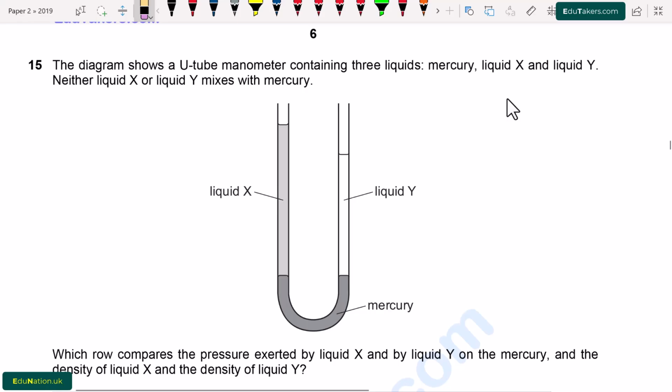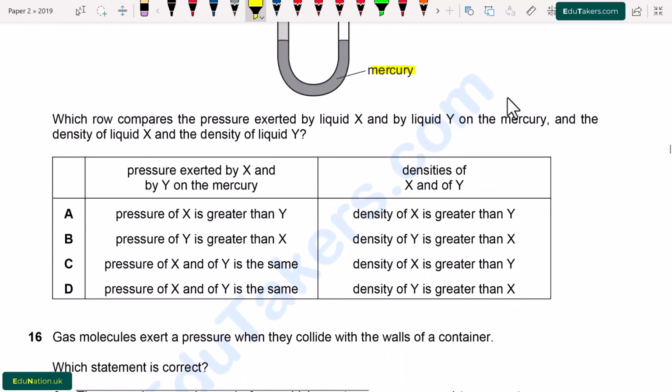Question number 15. The diagram shows the U-tube manometer containing 3 liquids: mercury, liquid X and liquid Y. Neither liquid X nor liquid Y mixes with mercury. So here are liquid X and Y and mercury. All of these are separated from each other. Which row compares the pressure exerted by the liquid X and by the liquid Y on the mercury, and the density of the liquid X and the density of liquid Y? So here we have to compare the pressure and densities of the liquid X and Y.